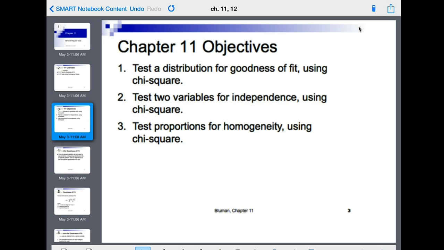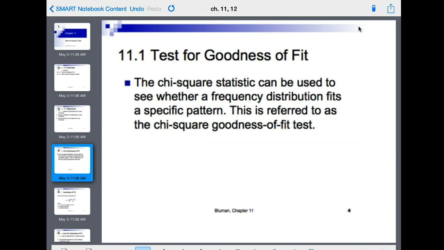So let's start as we go through here. Let's see if I can get my slide working here. The chi-square statistic can be used to see whether a frequency distribution fits a specific pattern. We've dealt with chi-square before. This was referred to as the chi-squared goodness of fit.